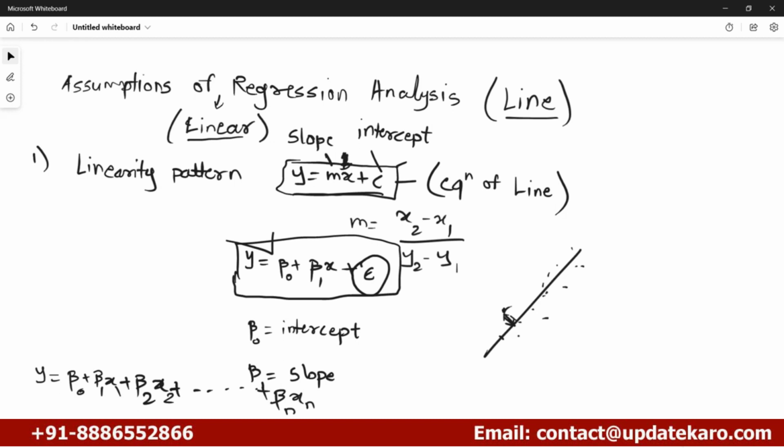So let me repeat this again. This is the simple linear regression equation: y equal to beta naught plus beta 1 x plus epsilon. Why am I adding epsilon over here? Because if you create the equation of a line between these data points, you will find that between the line and this particular data point there is some distance. This particular distance is nothing but your error. So why am I saying this particular distance is error?